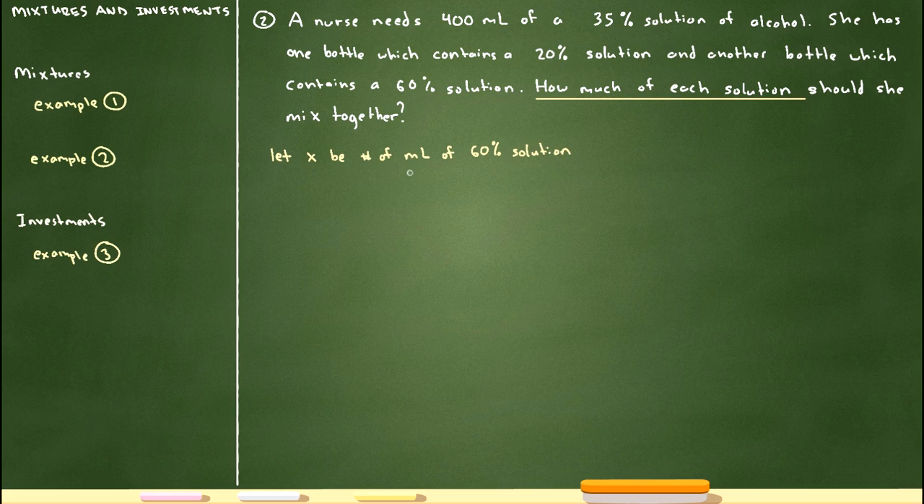For example, I could take 200 milliliters of the 60% solution and add it to some other container somewhere. And how do I know this is milliliters? Well, they're asking how much, so how much means we're looking for milliliters here. Go ahead and take a crack at what you think y is going to be before I say it. So I'm going to say let y be the number of milliliters of the other solution that we have, the 20% solution.